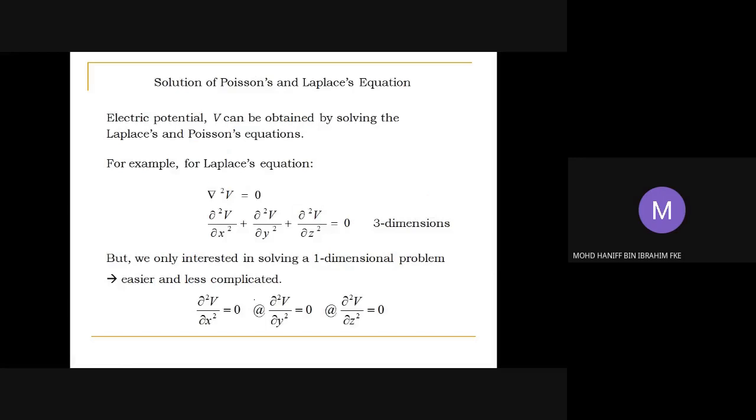Okay, so let's have a look at the solutions of the Poisson's and Laplace equation, which we can eventually use to solve electrostatic problems, or in this case, to find the potential of the given problems. As I mentioned in the first sentence, the potential V can be obtained by solving the Poisson's and Laplace equation.